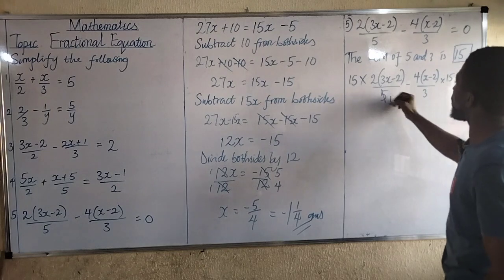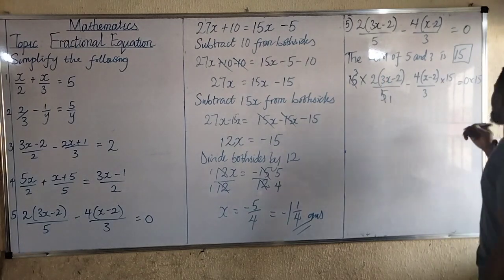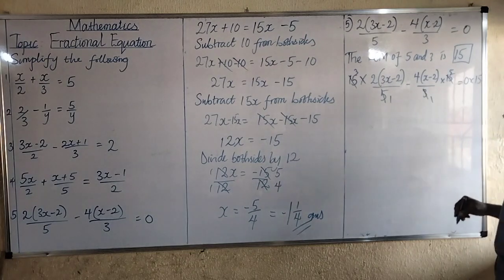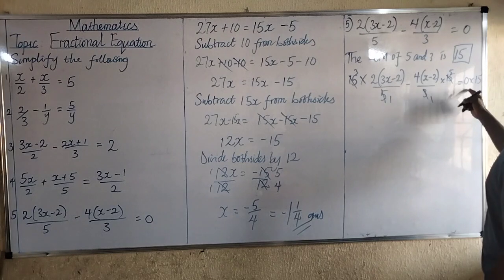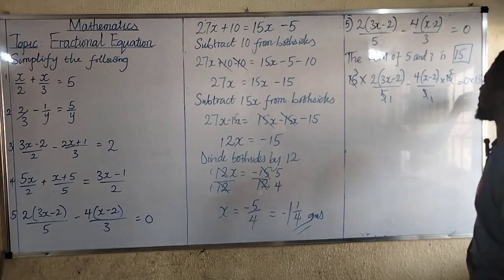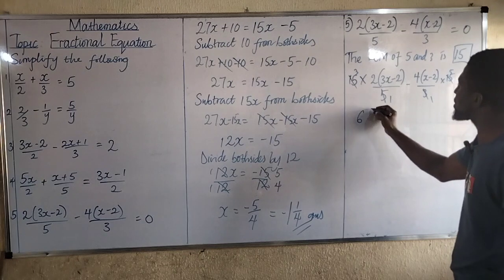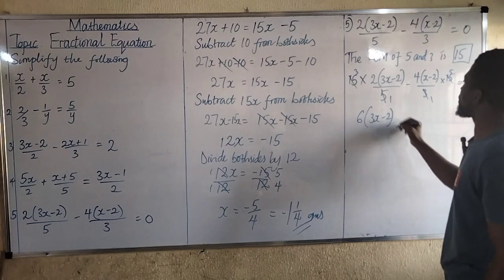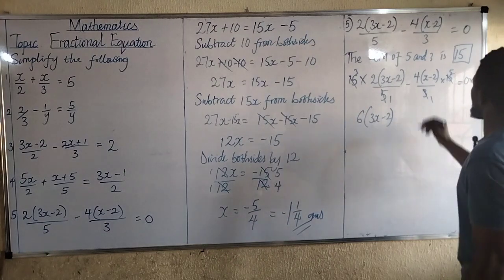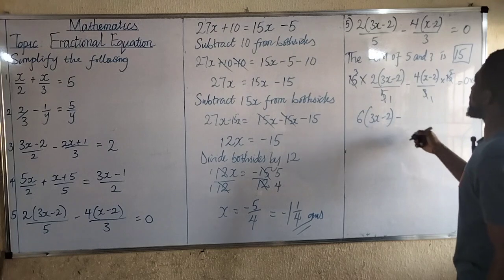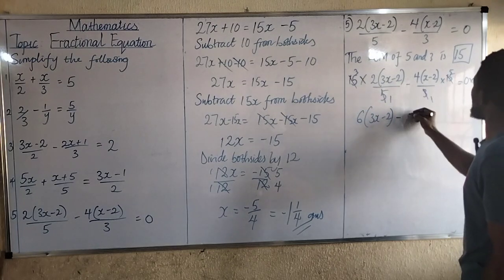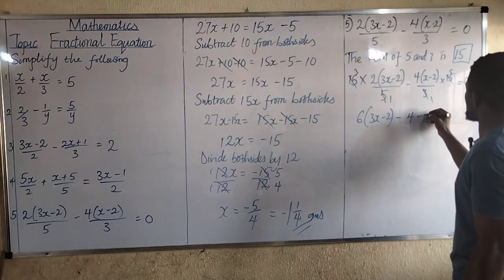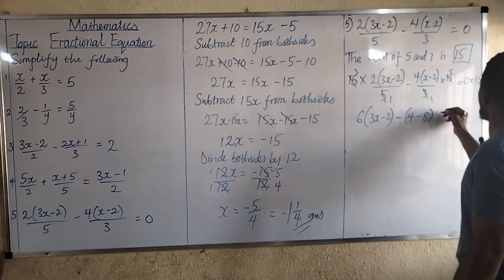Alright, 5 cancels itself, 1, 5 into 15 will give us 3. 3 cancels itself, 1, 3 into 15 will give us 5. Okay. So now that we have this, 0 multiplied by 15 is 0. So 3 times 2 we have 6 bracket open 3x minus 2. Minus. Okay. We can as well do 4x minus 8 all multiplied by what? 5.